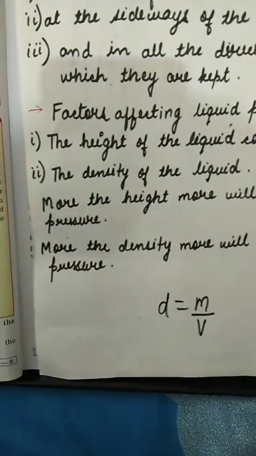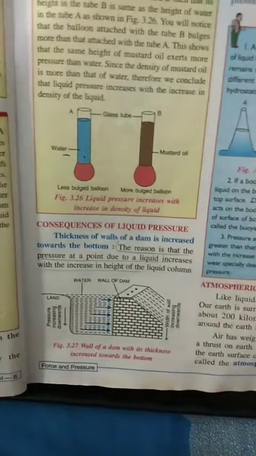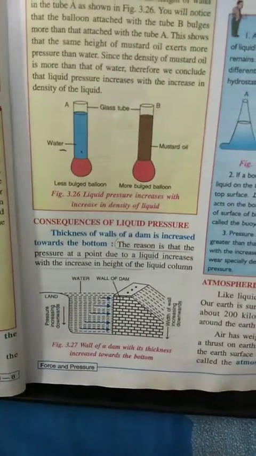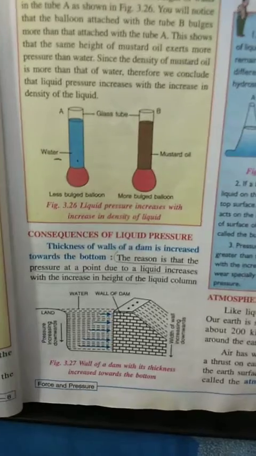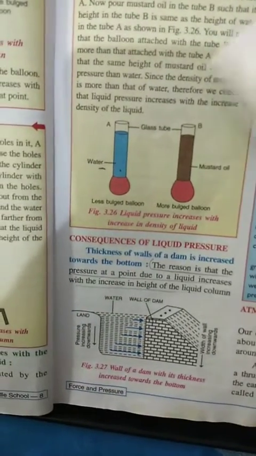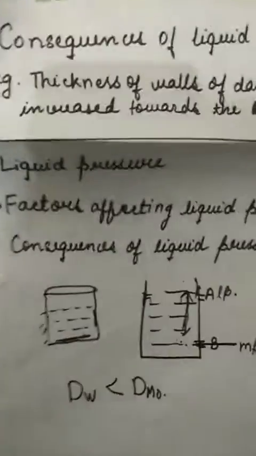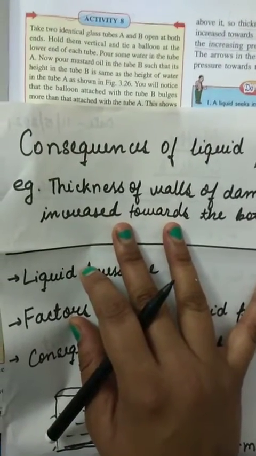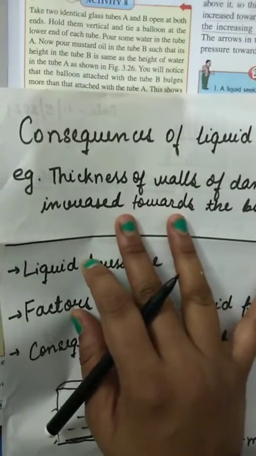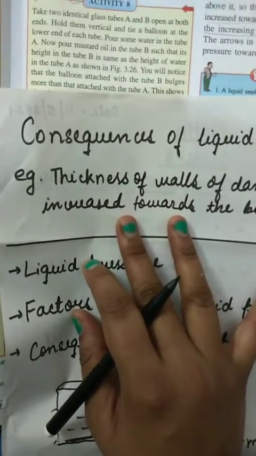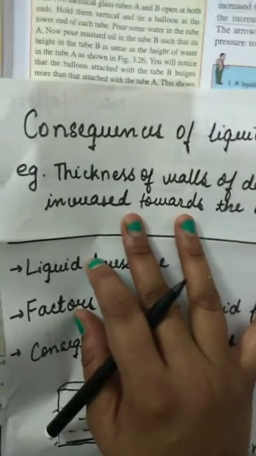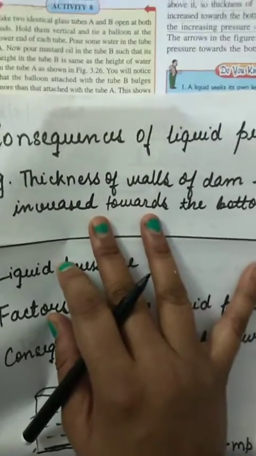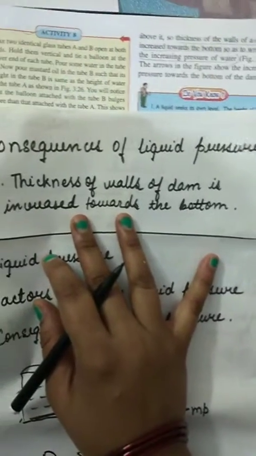Our next part is the consequences of liquid pressure. Now we have understood what liquid pressure is. Next we have understood what the factors are which affect liquid pressure, and last we will understand the consequences which liquid pressure gives to us.